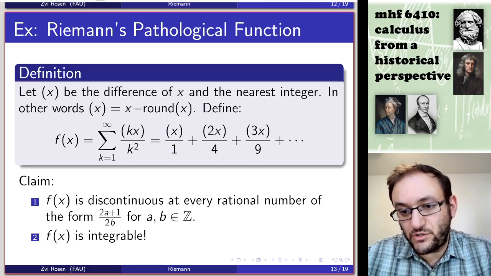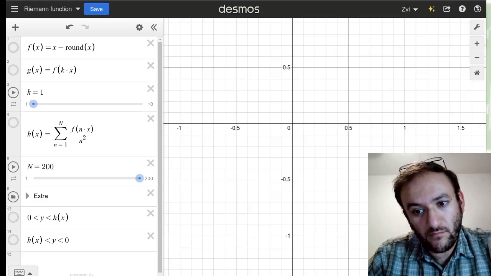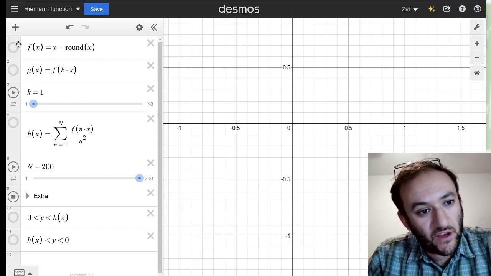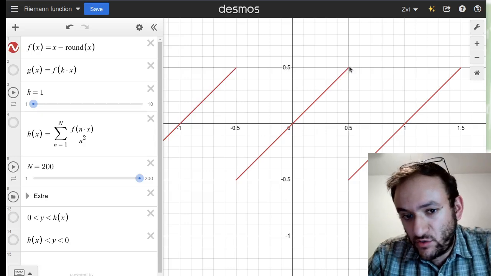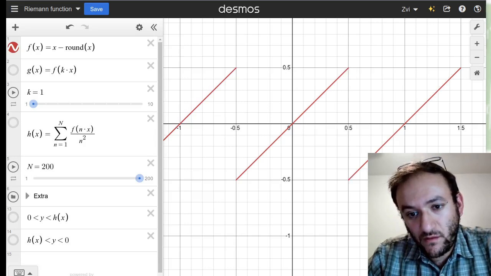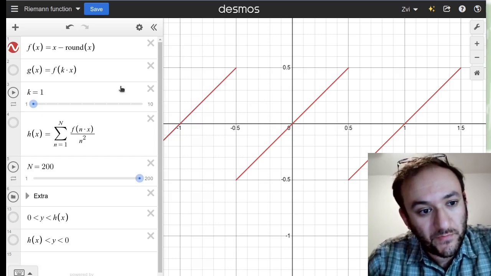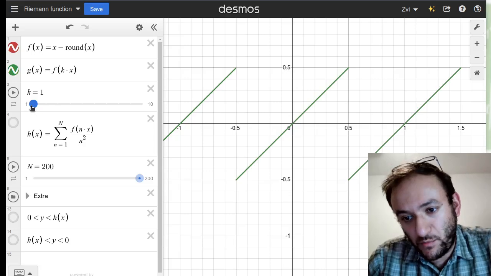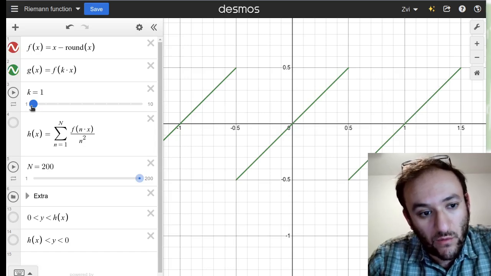Now to illustrate what that looks like, we're going to take a trip to Desmos. Here we are on Desmos. We'll start by looking at the parentheses function. This is the one that subtracts the nearest integer. And you can see that there's discontinuity at 1/2 and at 3/2, and basically integer shifts from 1/2. Now we can look at what happens when we add in integer multiples of x. How does that change the resulting function?